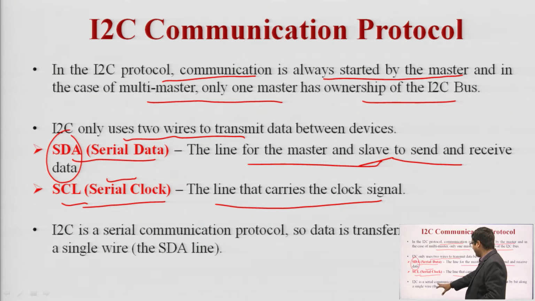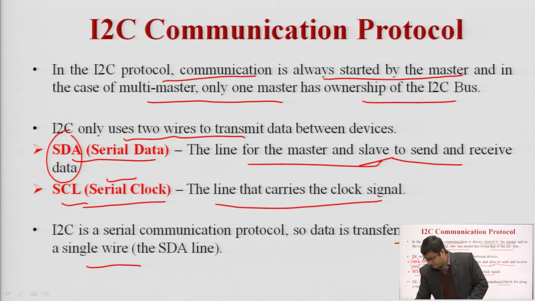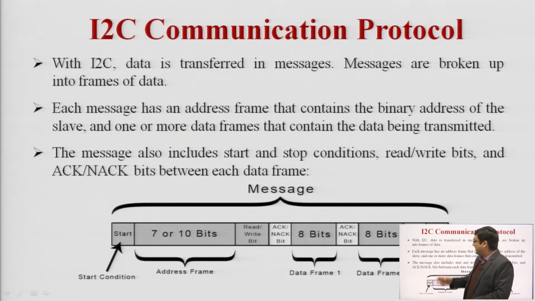So, we can say that in I2C communication, data is transferred bit by bit along a single wire. This is basically a serial communication in which data is transmitted bit by bit. Now, coming to the next slide. With I2C, data is transferred in the form of messages. Messages are broken into frames.